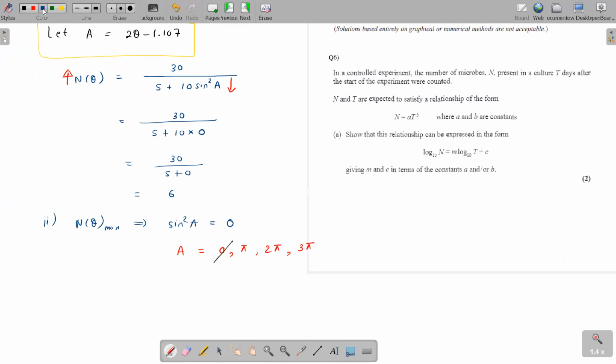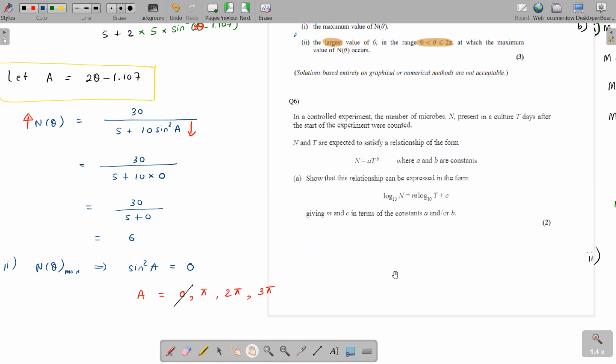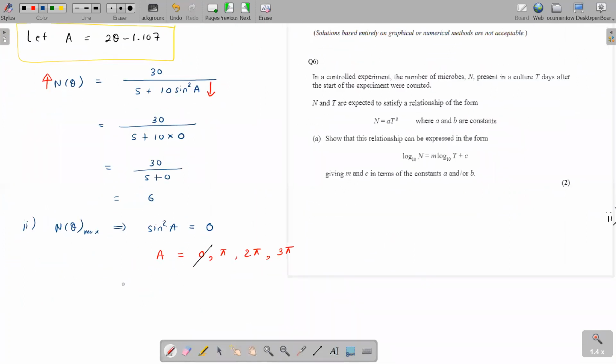So A is 2 theta minus 1.107. Are you guys with me? I just took a few extra values, but I need to get the biggest possible answer I can get. The last step, we are even dividing by 2 at the end, so it is better to take another one.